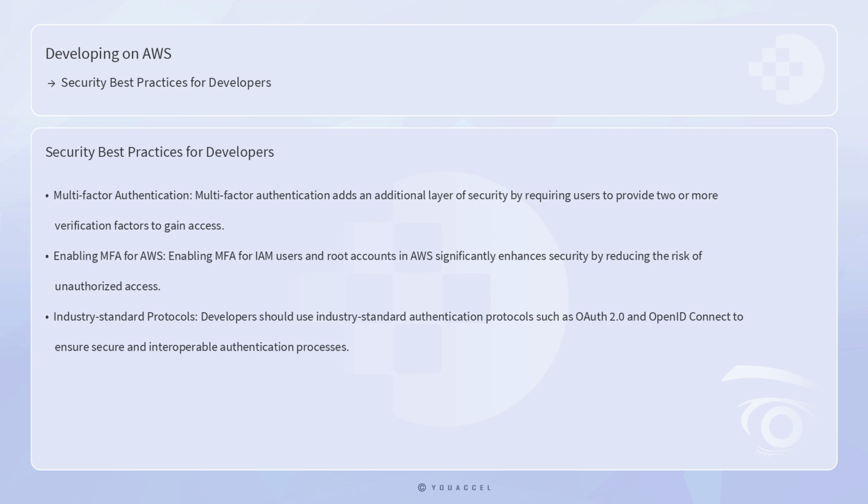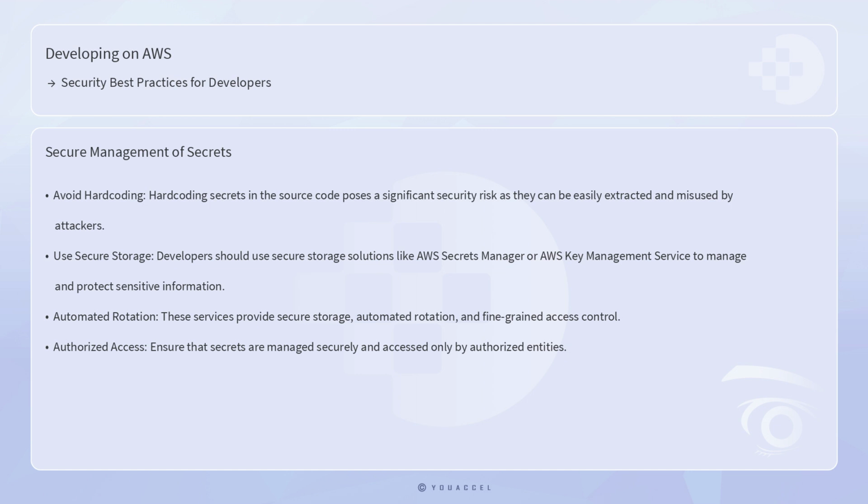Another vital practice is the secure management of secrets such as API keys, passwords, and encryption keys. Hard-coding secrets in the source code poses a significant security risk as they can be easily extracted and misused by attackers. Instead, developers should use secure storage solutions like AWS Secrets Manager or AWS Key Management Service to manage and protect sensitive information. These services provide secure storage, automated rotation, and fine-grained access control, ensuring that secrets are managed securely and accessed only by authorized entities.